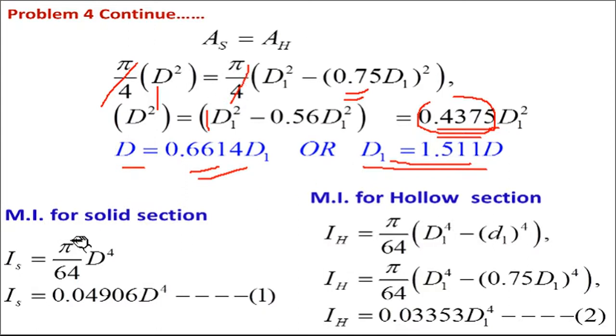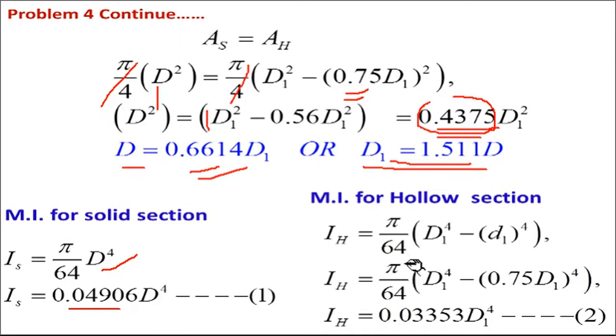Now find out the moment of inertia of both the sections. The moment of inertia of the solid section has the formula pi by 64 d raised to 4, and D is 0.6614. So pi by 64 gives 0.49 d raised to 4. So this is equation 1.